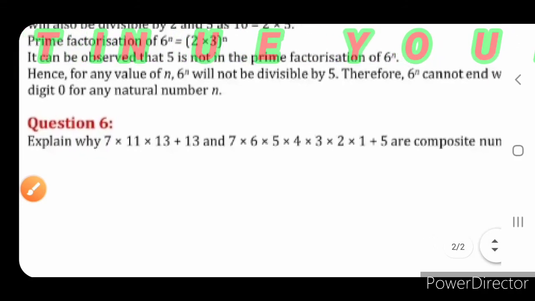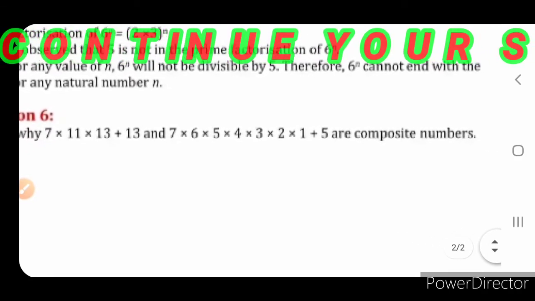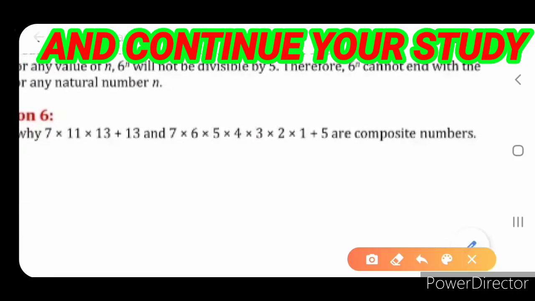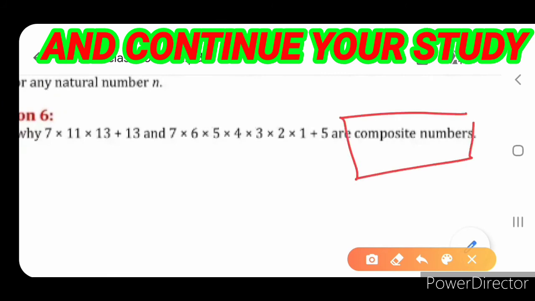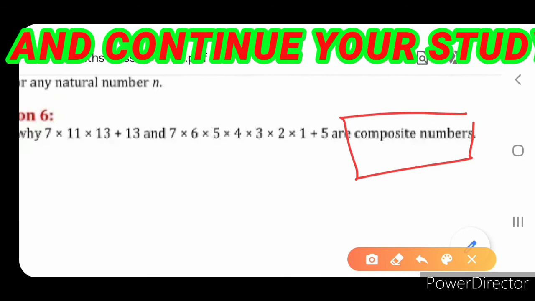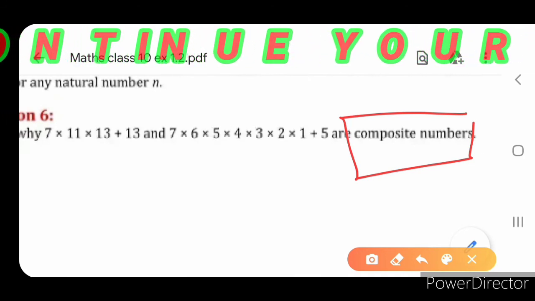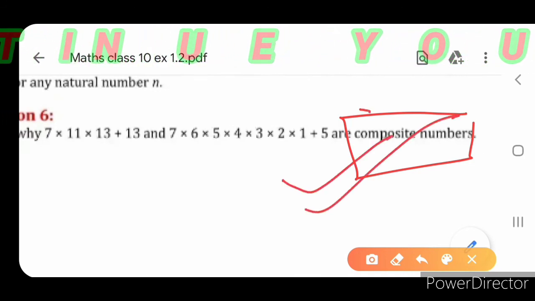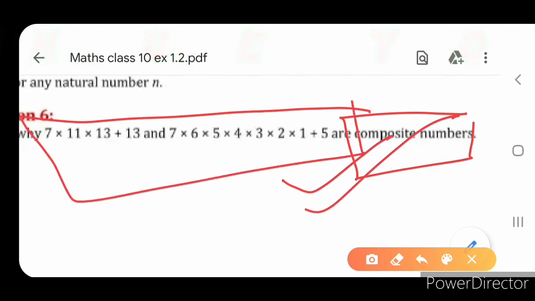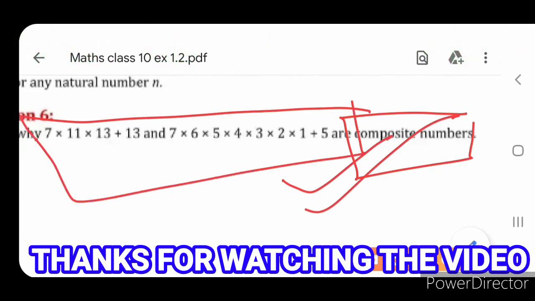Now, we explain why the given numbers are composite numbers. You know what composite numbers are? A number having more than 2 factors. That is, the numbers which are not prime are called composite numbers. So, if you know what composite numbers are, then this is homework for you. You have to solve it. And if you have any doubt, then you can ask me. Firstly, try to solve it yourself. Okay? Thanks.